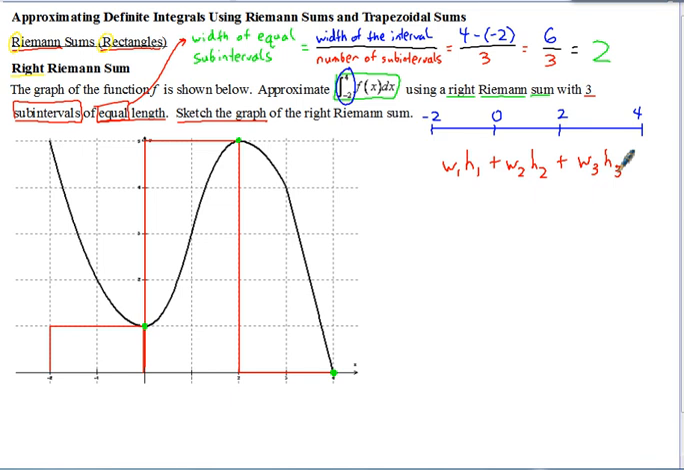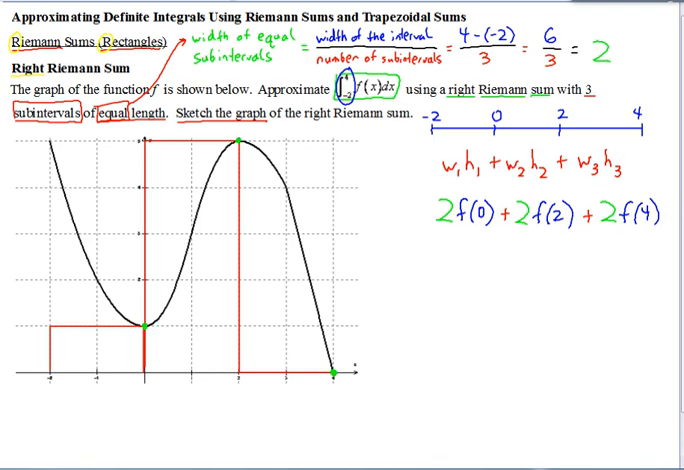So the width we know in all of these is 2, we already figured that out. And the height in general comes from the right endpoint, since this is the right Riemann sum. So the right endpoint, remember, on this subinterval was 0, so it comes from the y-coordinate there, in other words, f of 0. That'll give you the area of this first rectangle, plus 2 times the right endpoint on this subinterval is a 2, so f of 2, plus 2 times the right endpoint on this subinterval is a 4. So f of 4.